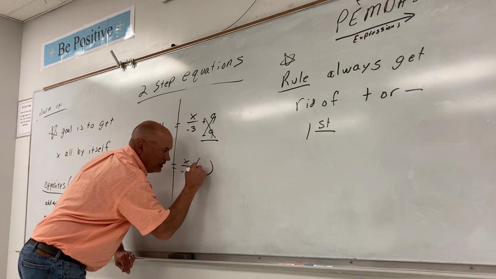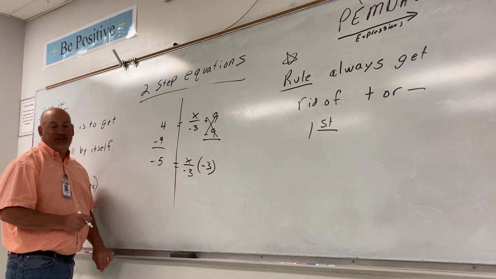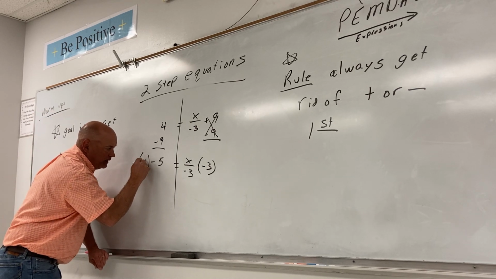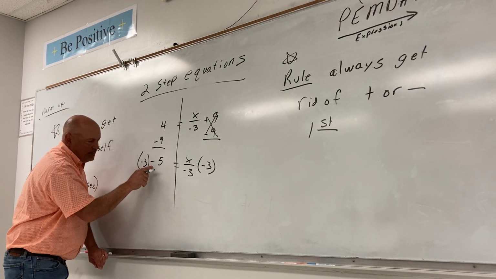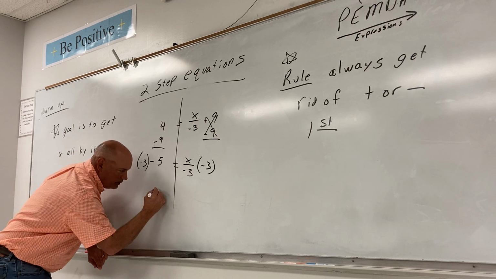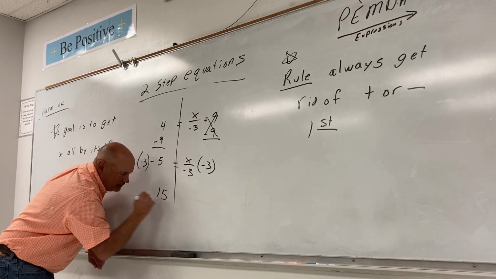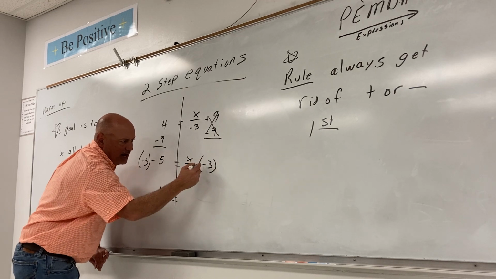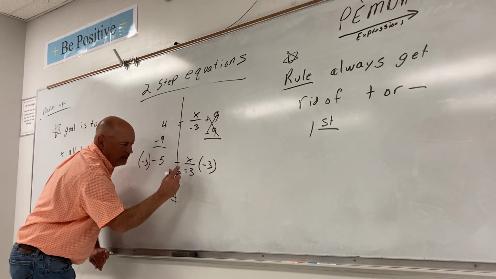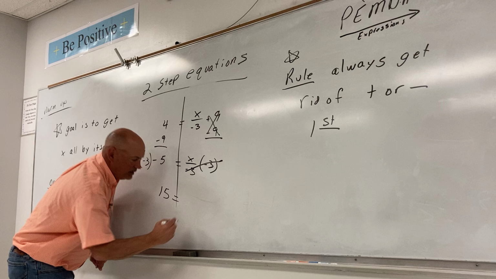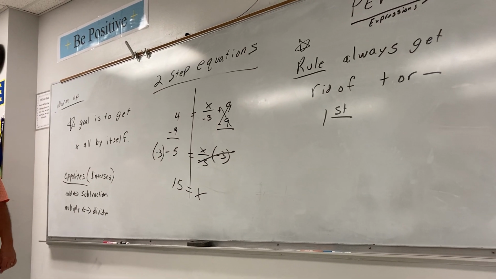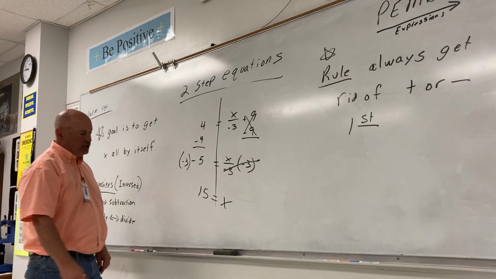I'm going to use parentheses. Parentheses means multiply. Multiply by -3. What's -3 times -5? 15. Positive or negative? Positive 15. These cancel out. -3 divided by -3 turns out to be 1x. 1x is the exact same thing as x, all by itself. Okay, questions?